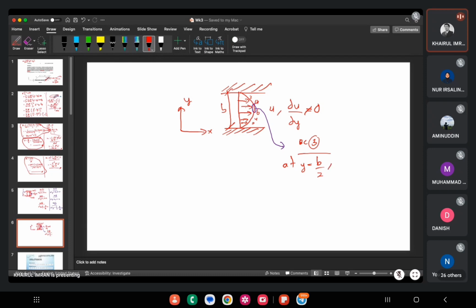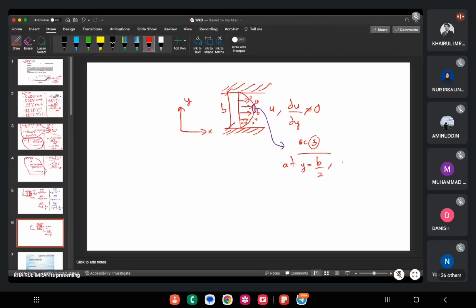Sekarang maksud kita nak represent how we want to represent tengah-tengah, bukan represent the whole section. Yang ni maksudnya del U over del Y tak sama dengan 0, represent the whole section. 2, 4, 6, 4, 2, 0. Dia berubah terhadap Y. So when you put Y equals to B over 2, how you want to represent the velocity at that particular point? Tengah-tengah tu lah.